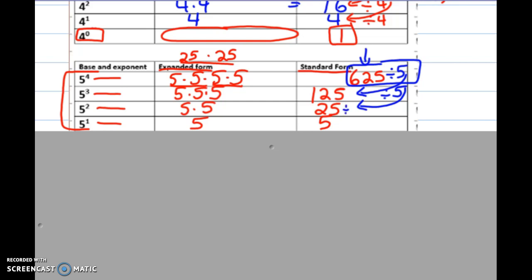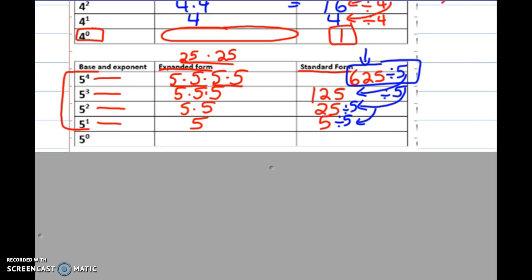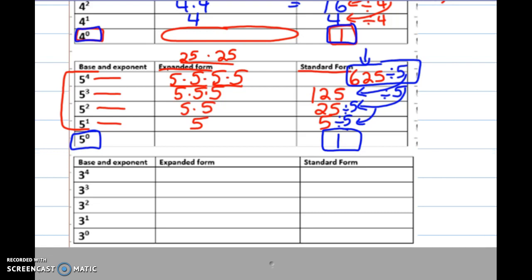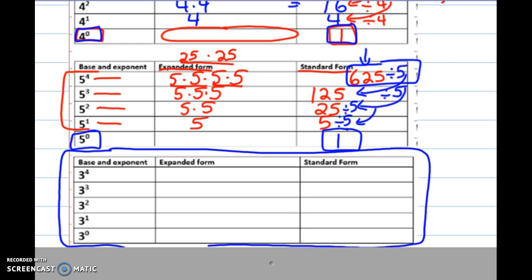Continuing that process, 25 divided by 5 is 5, and 5 divided by 5 is not 0. What's 5 divided by 5? 1. So 4 to the 0 power was equal to 1, and now 5 to the 0 power is equal to 1. You should be catching on to powers of 0. Now that we've done the first 2 tables together, I want you to complete the entire last table on your own. Pause your video and complete this table.